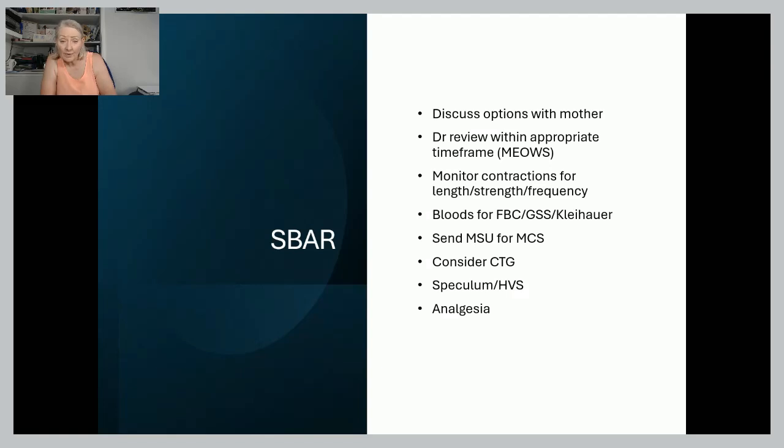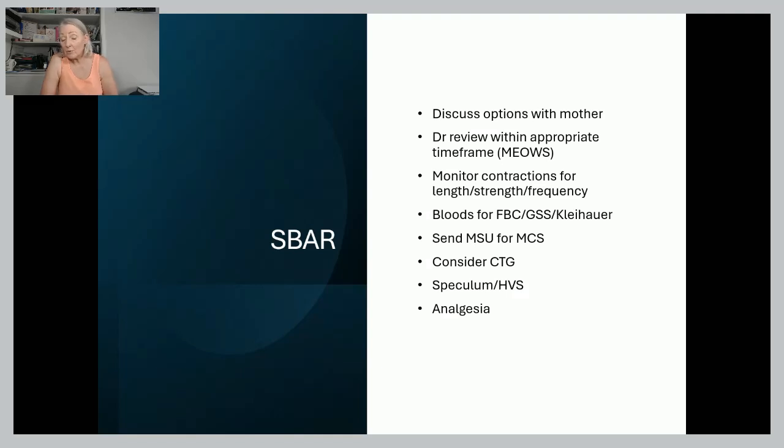Monitor her contractions for length, strength and frequency. Send some bloods. Now, depending on your scenario will depend what bloods you send. So if you're thinking urinary tract infection, you will also send LFTs, U&Es, and also a CRP on top of these other bloods as well.